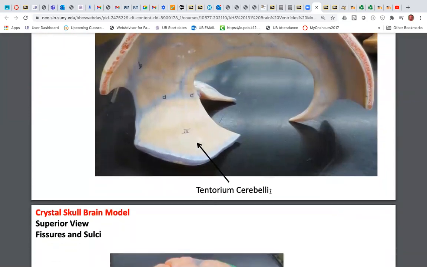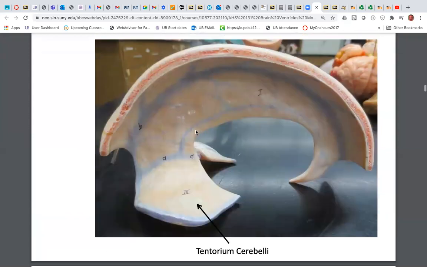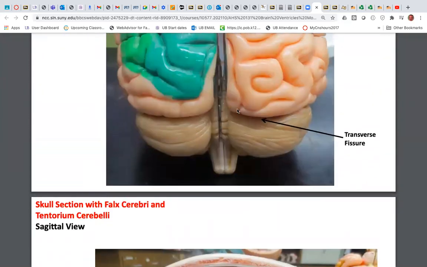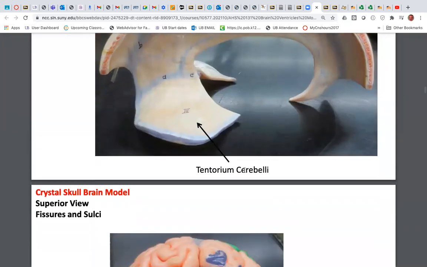The tentorium cerebelli is this membranous soft tissue structure here, which is the soft tissue structure that will separate not just the fissure, but it is the membrane that you can find here that separates the cerebellum from the occipital lobe. Okay, the fissure is the gap or the space, but the tentorium cerebelli is the membrane.